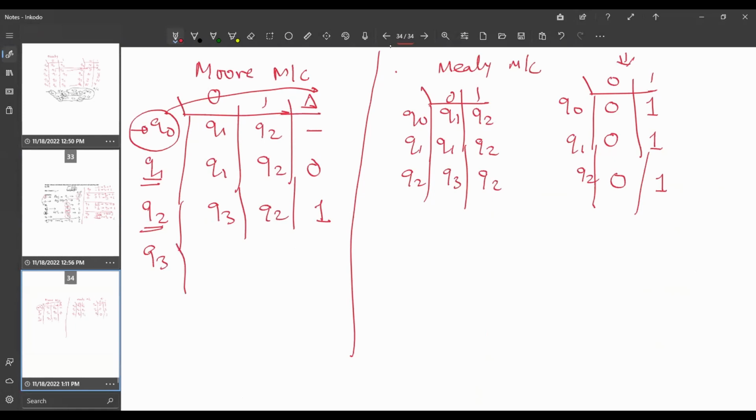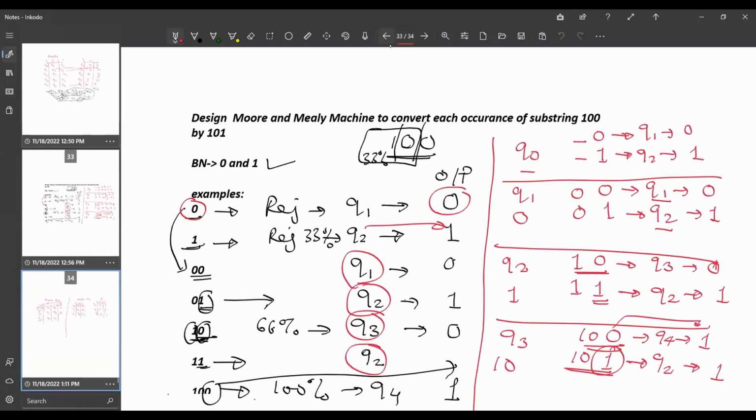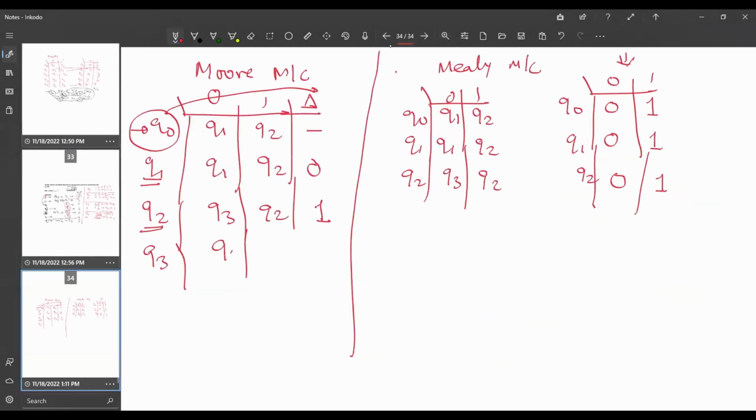Now we have to write Q3. Q3 on 0 it is going to Q4 and on 1 it is going to Q2. So same entry we have to make in the Mealy machine also. It is going to Q4 and Q2. And what was the output of Q4? It is 1. And what was the output of Q2? It is 1.